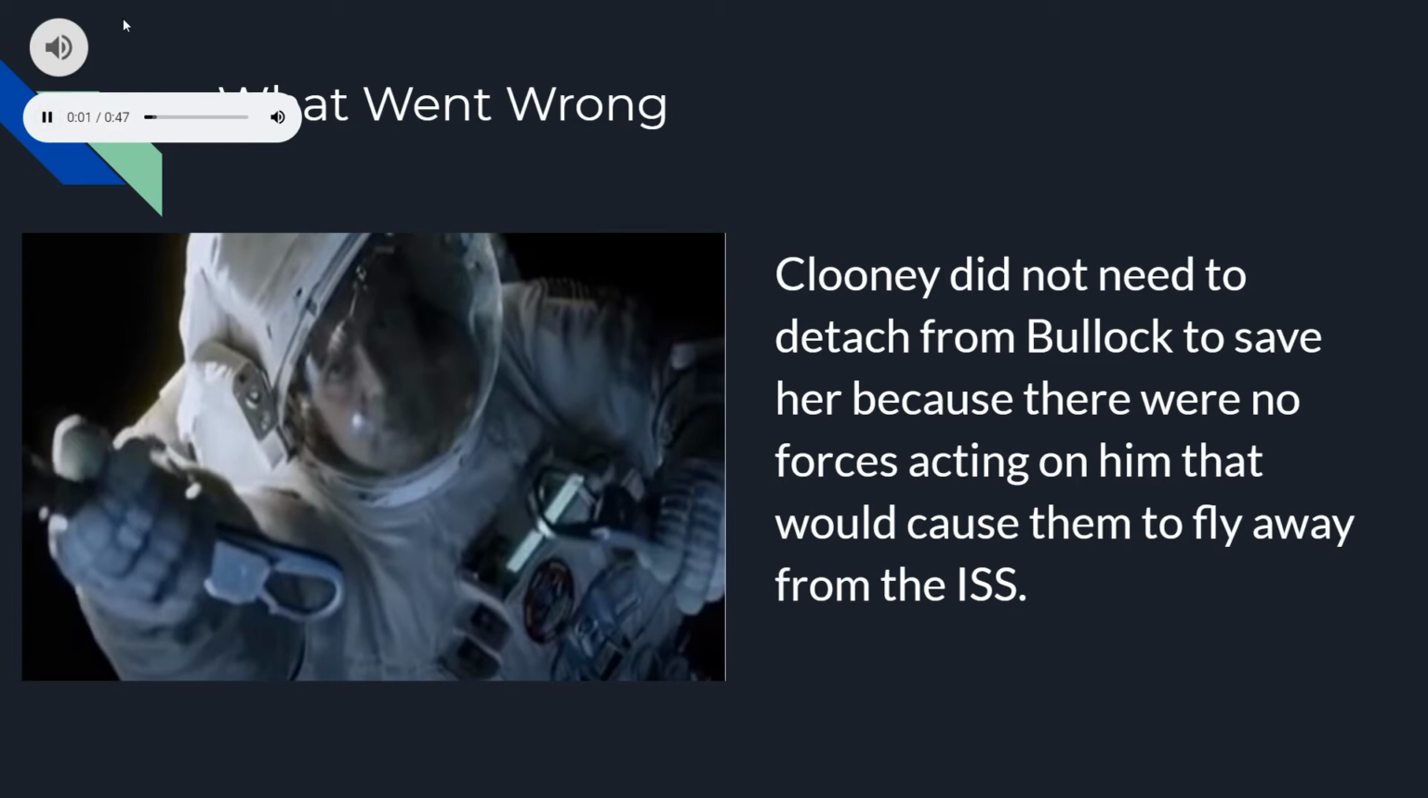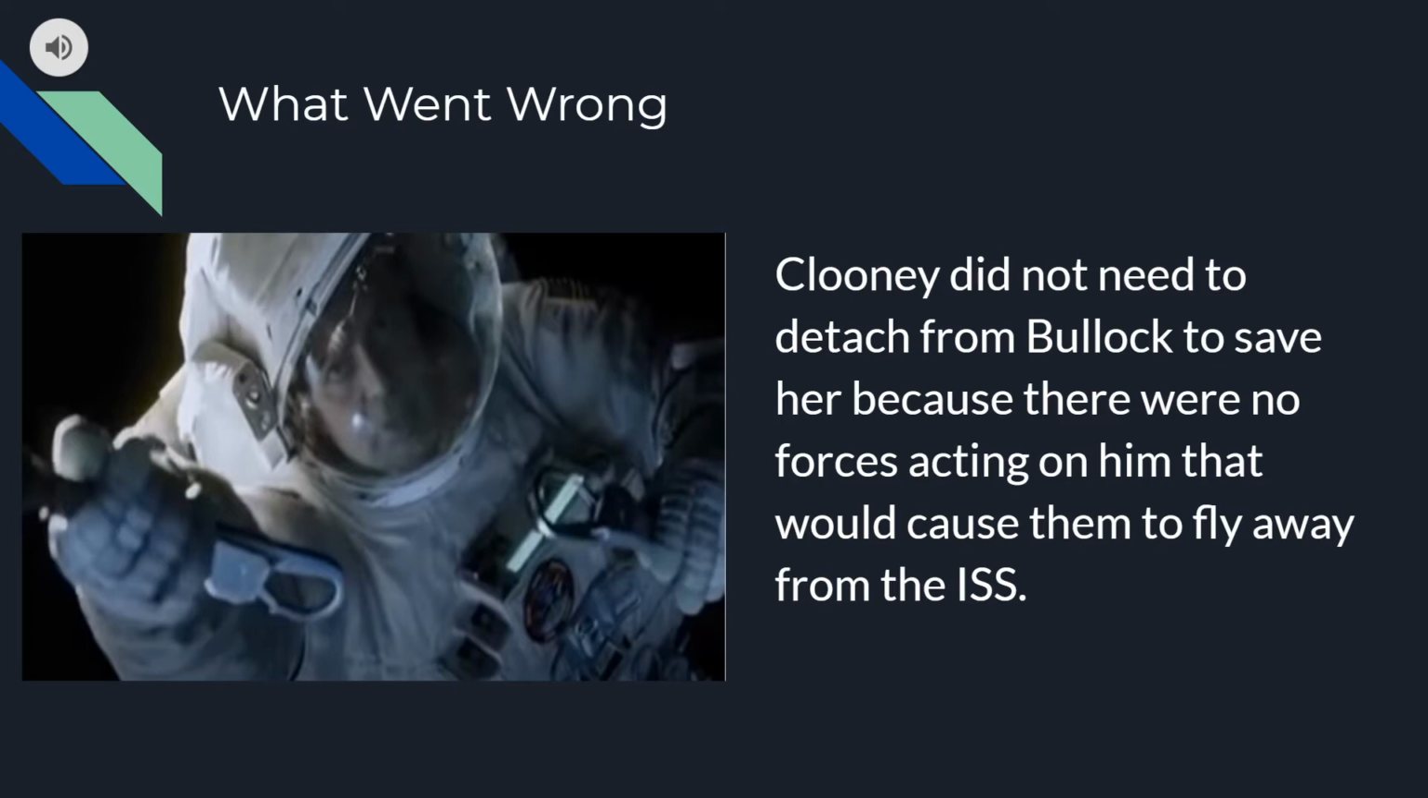To summarize what went wrong in this scene, we can say that Clooney did not need to detach himself from Bullock in order to save her. This was because there were no forces acting on Clooney that would cause him to fly away from the ISS like he did. The friction between the paracord in Sandra's boot and her hand and the tether that's connected to George Clooney absorbs the kinetic energy and makes the velocity equal to that of the ISS.